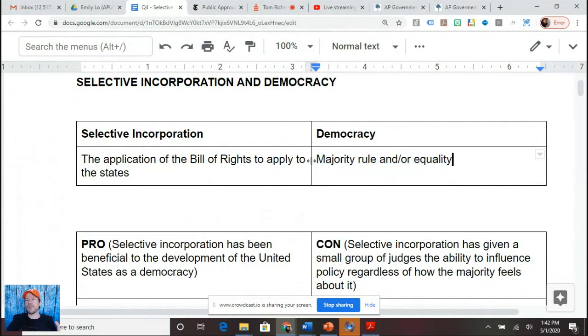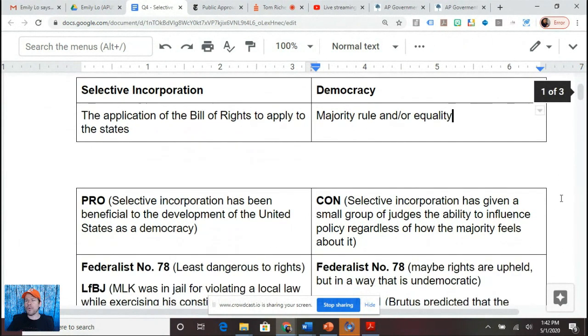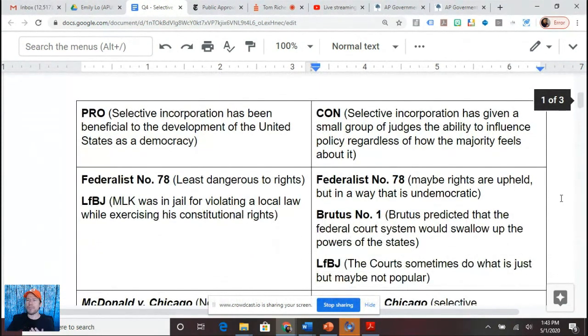And then you've got to give some thought for just a second about, okay, what would be the easier argument to make? Now, I'm going to make both arguments to illustrate what we can do here. I'm going to use some of the same evidence to make both arguments to show you how evidence is really portable between the arguments. So what I'm seeing here is on the pro side, I could say selective incorporation has been beneficial to the development of the United States as a democracy.